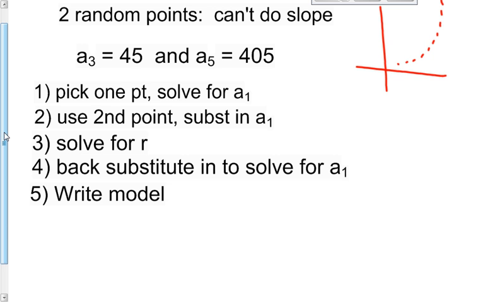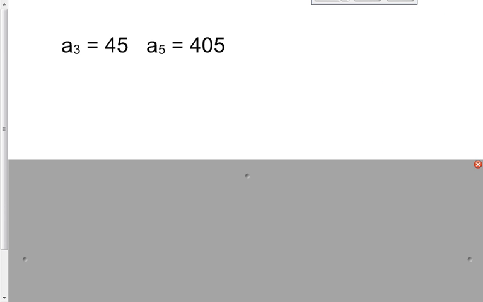Okay, so on the next slide, we're going to see these numbers again. A sub 3 equals 45, and the fifth term is 405. All right, so we're going to start by picking one of the first terms. So I always just like to go in order. First term, a sub 3 equals 45. And remember, here's our model. Again, a sub n equals a1 times r to the n minus 1. The more you write that equation down, the easier it's going to be for you to remember.